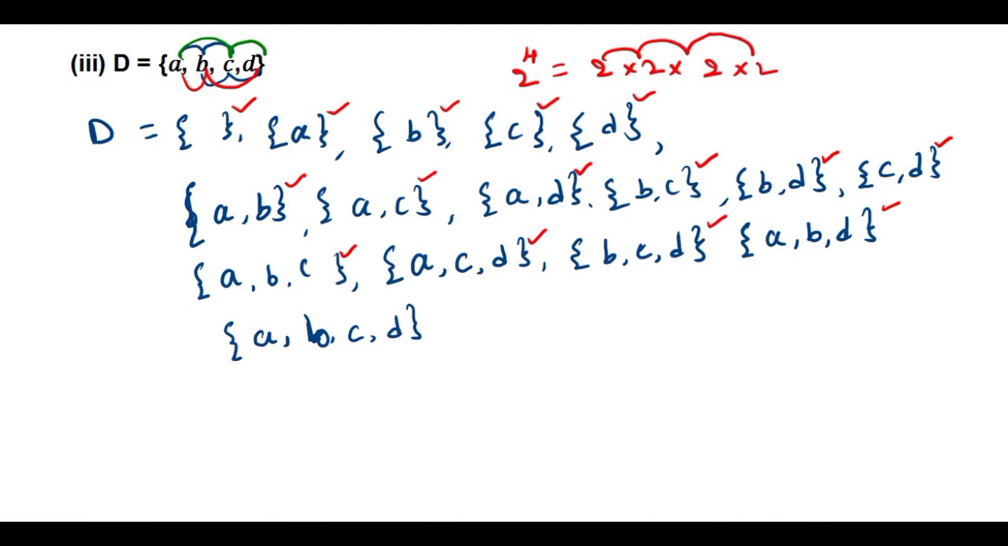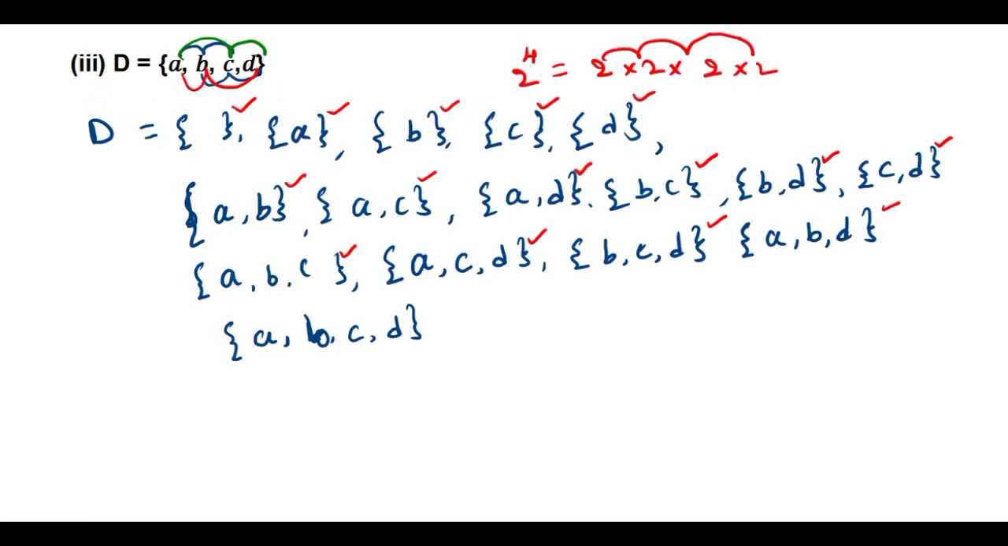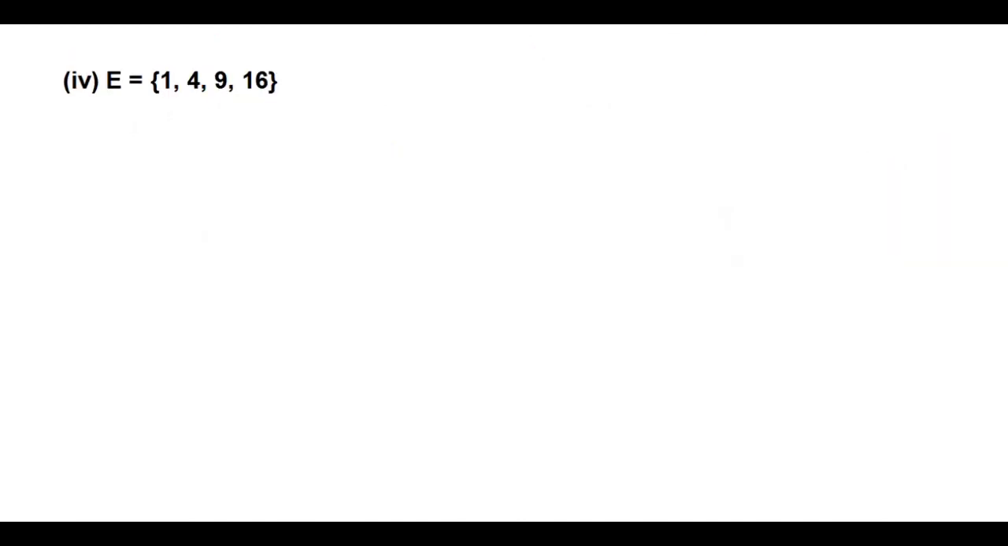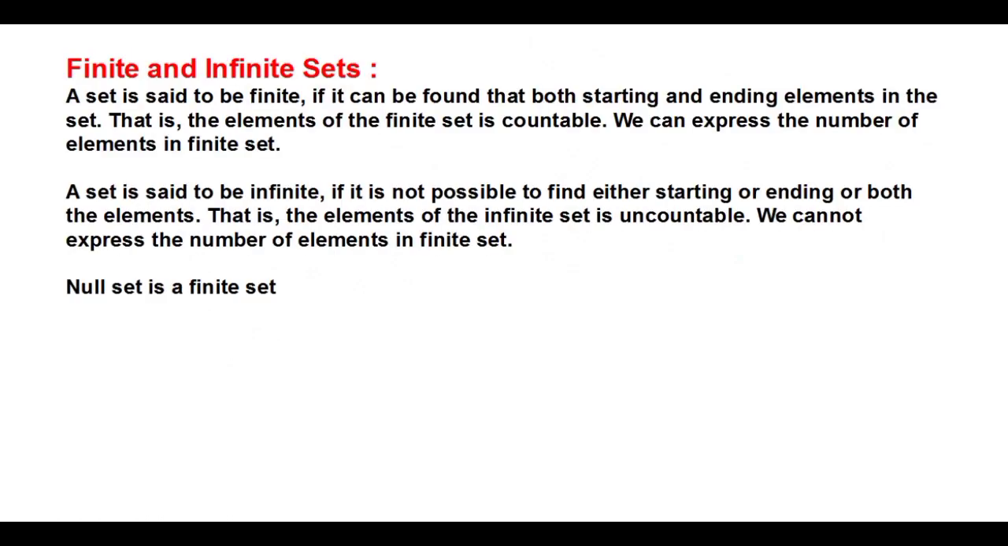So next one, 1, 4, 9, 16. There are also 4 elements. So 4 means 2 power 4, so 16 subsets we get, same as it is. I hope you know this very well now. So you can try this question, right? And even 10, 100 and 1000. There are a total of 8 subsets you can get. So better you try these two questions yourself.